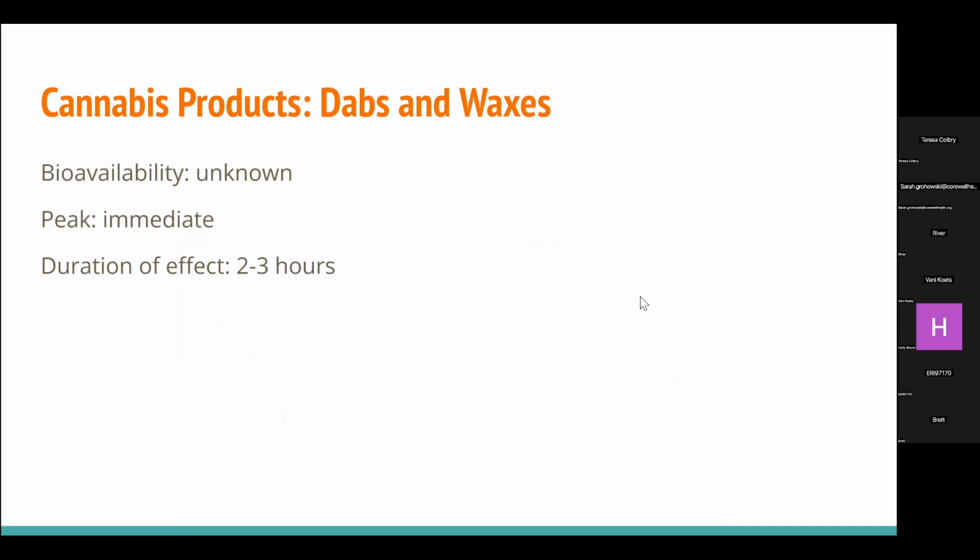The bioavailability for dabs and waxes is unknown, but you're going to get that peak onset immediately after you inhale, and it has a shorter duration of effect, 2 to 3 hours. Some advantages are a really quick onset of action, but cons include the potential for lung injury, just like with inhalation or vaping. There's a higher risk for exposure to solvents. A lot of these products are unregulated, and the risk of adverse effects like psychosis is extremely high just because of the really high THC concentrations in them.